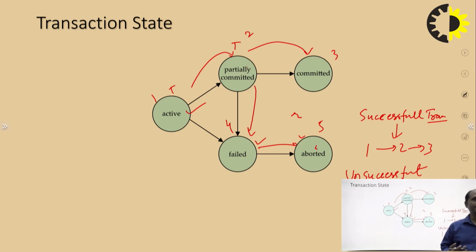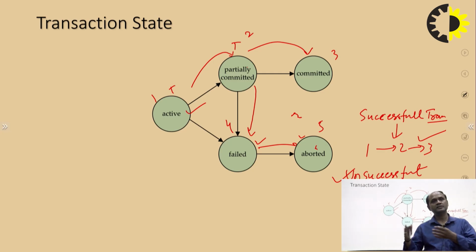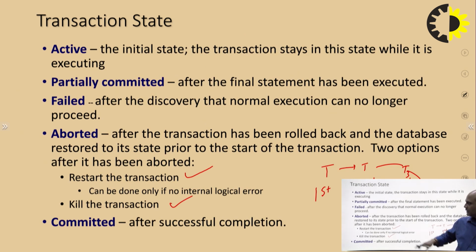If a transaction executes successfully, then we say the path 1, 2, 3 is followed. If the transaction is unsuccessful, then it follows 1, 2, 4, 5. This is the basic difference between a successful and an unsuccessful transaction in a particular scenario. These two situations can occur in a transaction in a particular database. So this is called the states of a transaction.